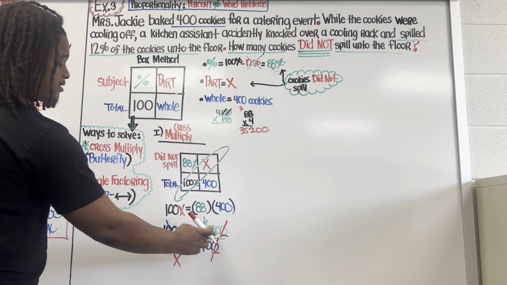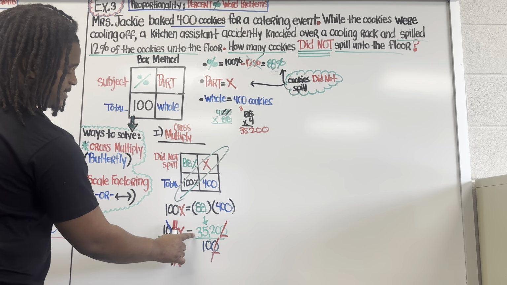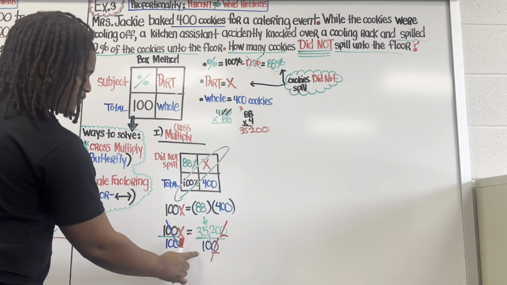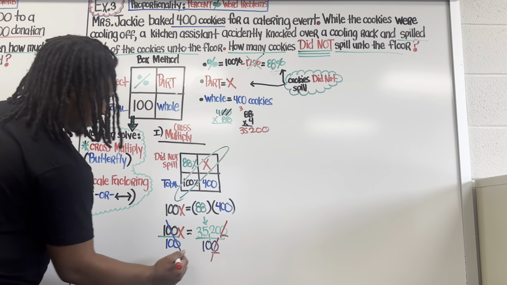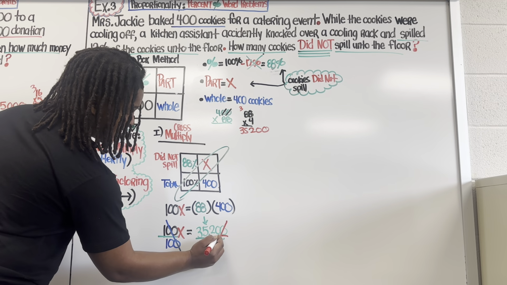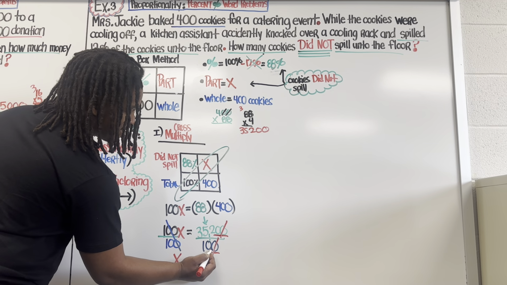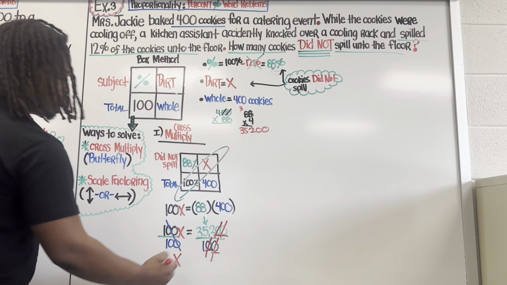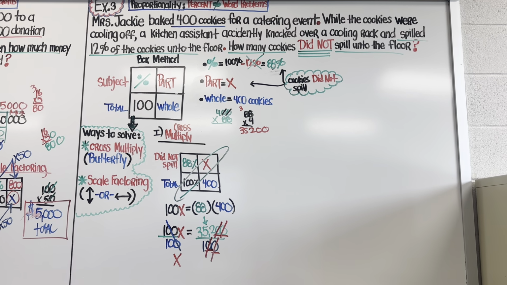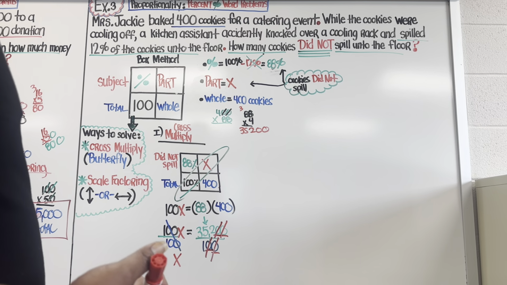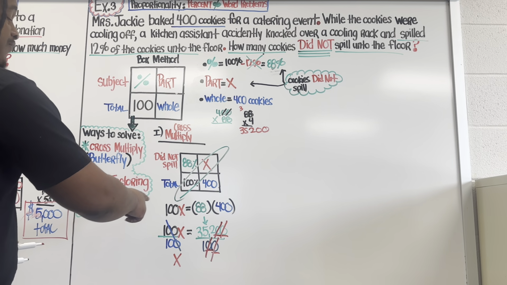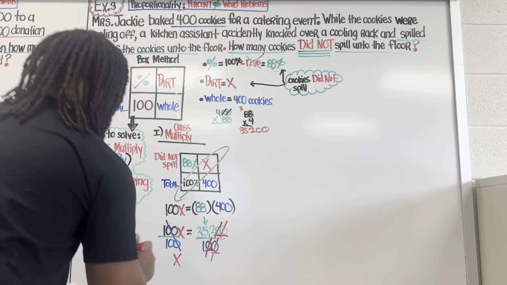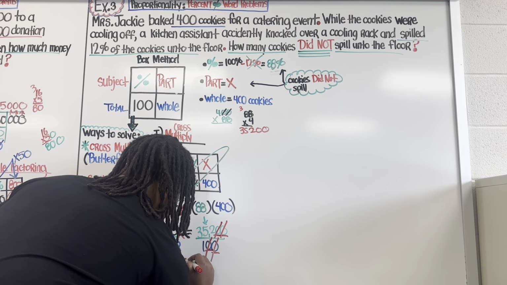Because 35,200 divided by 100 is just like saying 3,520 divided by 10. Once again, 3,520 has a 0 in the ones place, and 10 has a 0 in the ones place. So I can cross out those two zeros. So now I have 352 divided by 1. We all know that a number divided by 1 equals itself. So 352 divided by 1 equals 352.